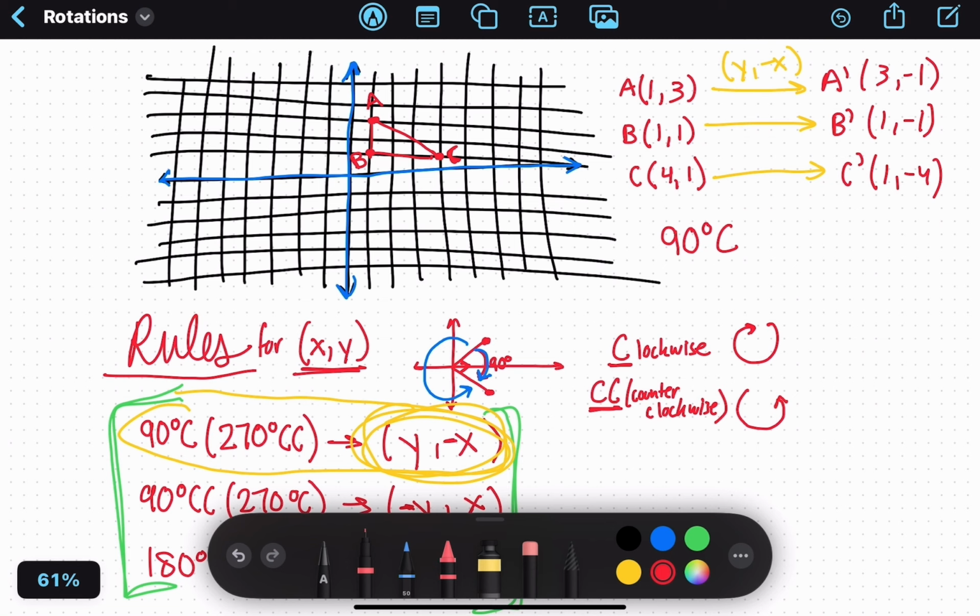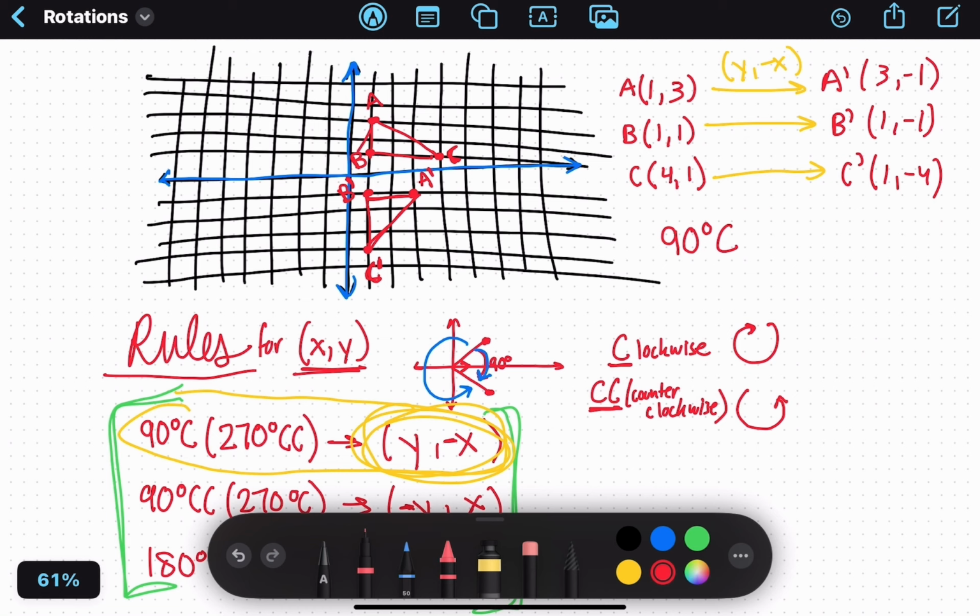And then we plot. A prime is (3, negative 1). Label that. B prime is (1, negative 1). And C prime is (1, negative 4): 1, 2, 3, 4. And there you go. That is a 90-degree rotation.